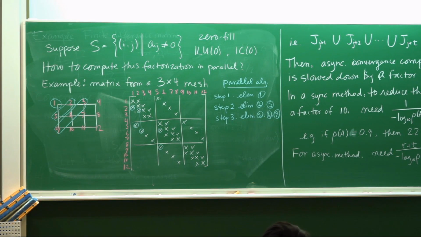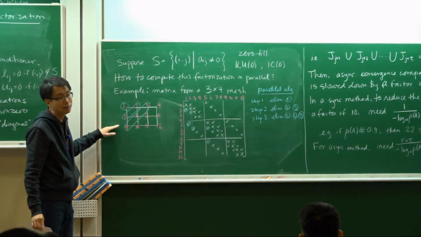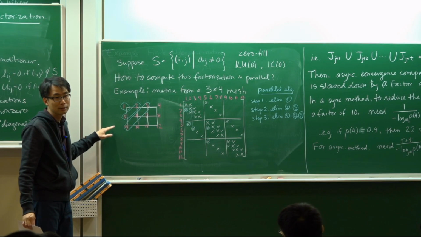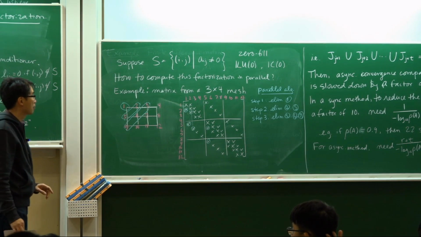So we can eliminate in parallel the columns corresponding to each wavefront. And the number of wavefronts is going to be related to the diameter of this mesh. If we have a very large mesh, we'll have a lot of wavefronts, and the wavefronts have to be processed sequentially. But within a wavefront, we do have some parallelism. So this is how you would parallelize the incomplete factorization, once you know the sparsity pattern.